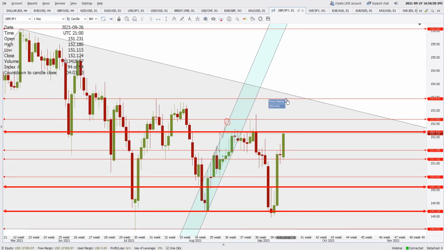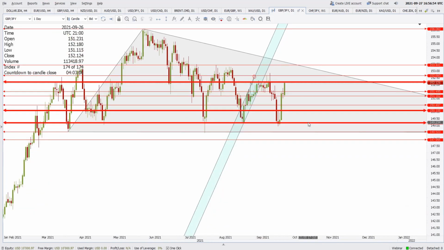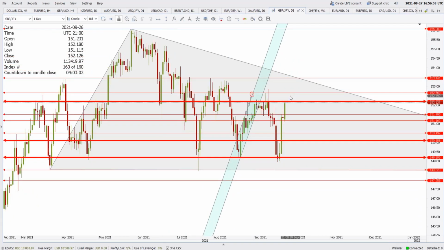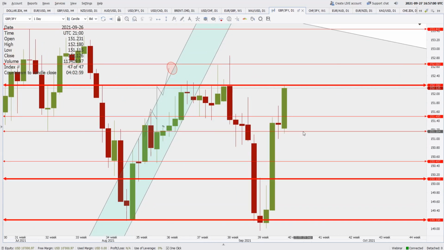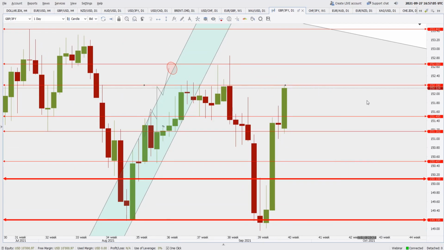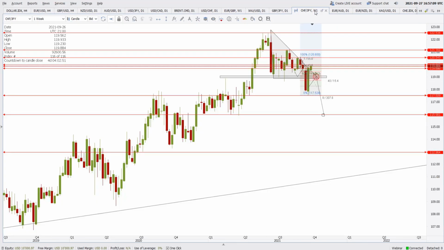And in case that happens, then it will be a double bottom breakout already, and we can expect further profits or further gains in this market. Right now the resistance is at around 152.19 and the support is at around 151.49 in this market.